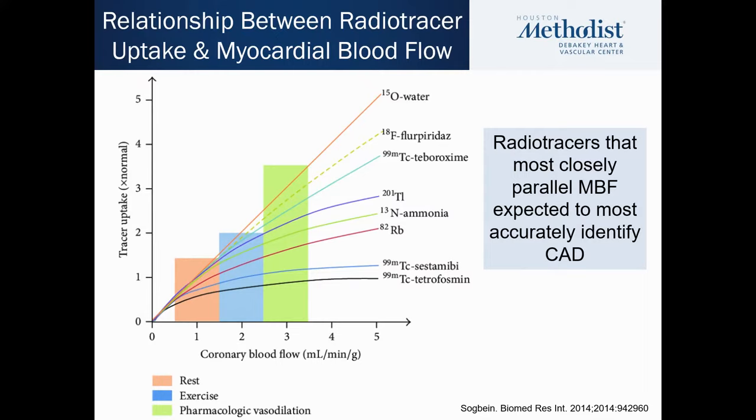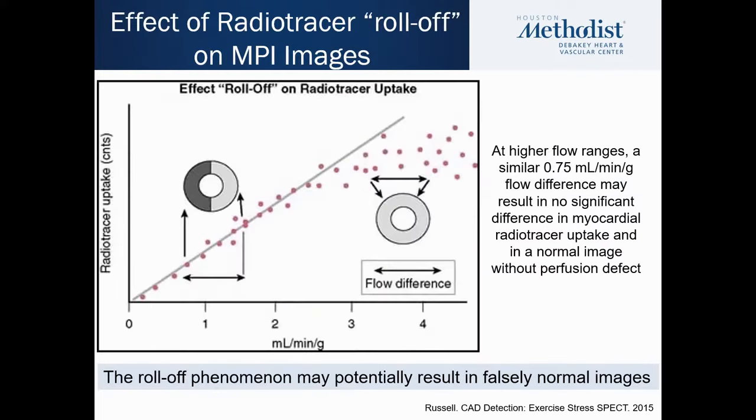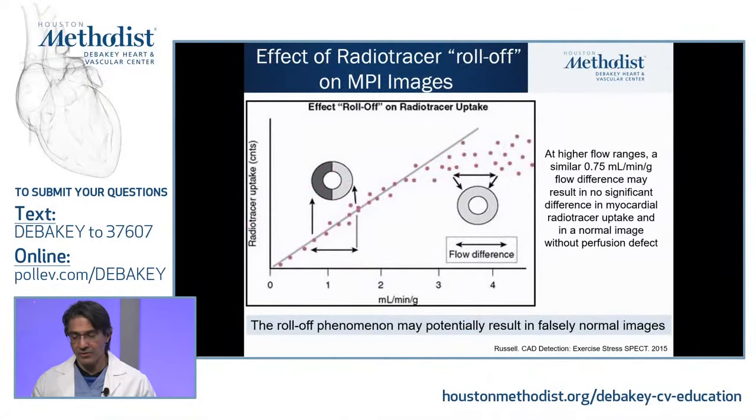So really thallium is much better than technetium when it comes to the relationship between flow and uptake. The other agents, PET agents, are in between the technetium-based agents and thallium. Another thing that's very important to notice is most of the agents have what we call a roll-off phenomenon, where as the flow increases, there's very little difference in radiotracer uptake. And this can be very important because when you deliver regadenoson and you get a 3 to 4 times increase in flow, if you have a difference in flow between two regions, because of this roll-off phenomenon, you may not get a differential radiotracer deposition. And therefore, you may not get a difference in signal intensity on your relative perfusion images.